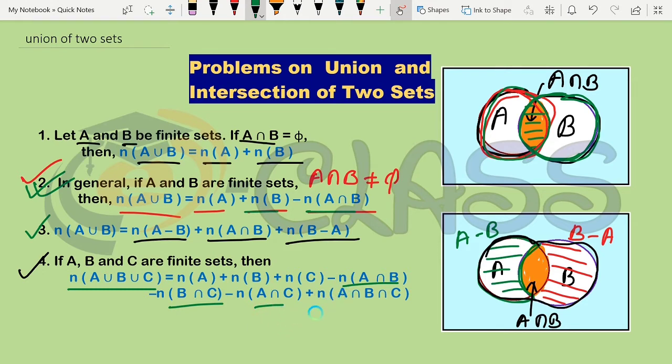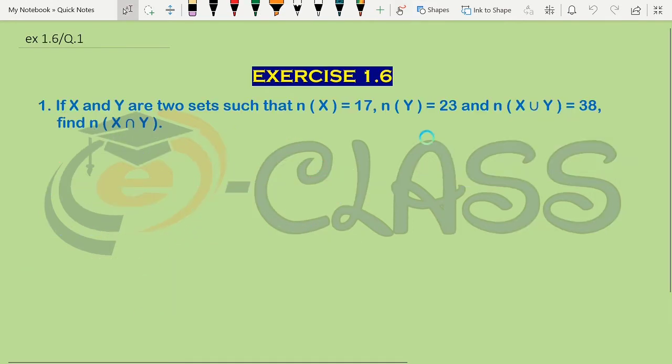Okay, and plus A intersection B intersection C. So this is the number of elements in A union B union C, this is the fourth formula. Now solve exercise 1.6.